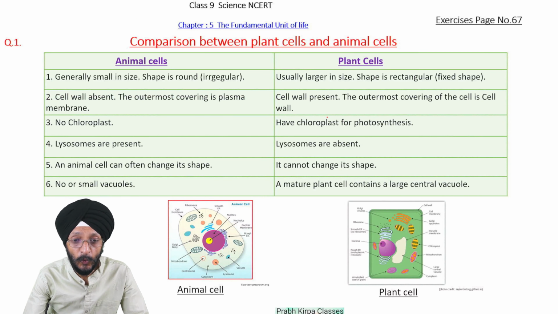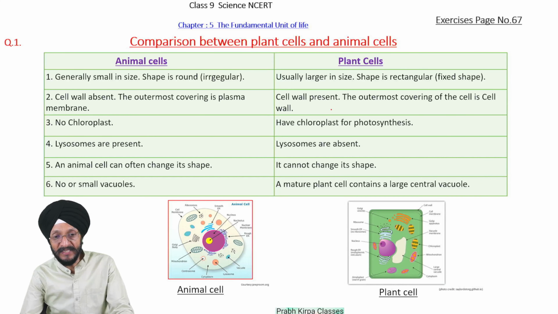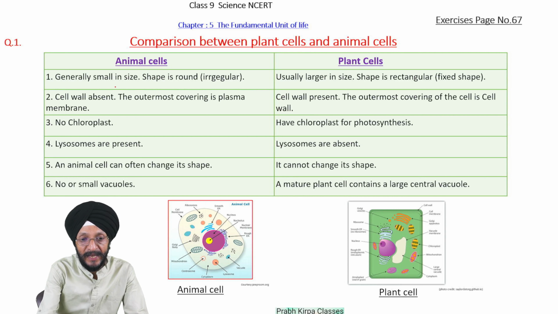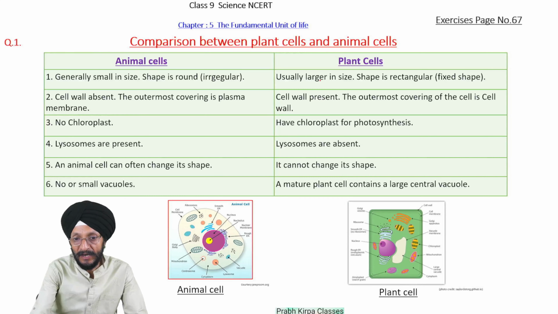Now we will do NCERT questions. The first question pertains to the comparison between plant cells and animal cells. So let us start. Animal cells are generally small in size. Their shape is round or irregular. Plant cells are usually larger in size. Their shape is rectangular, normally a fixed shape.